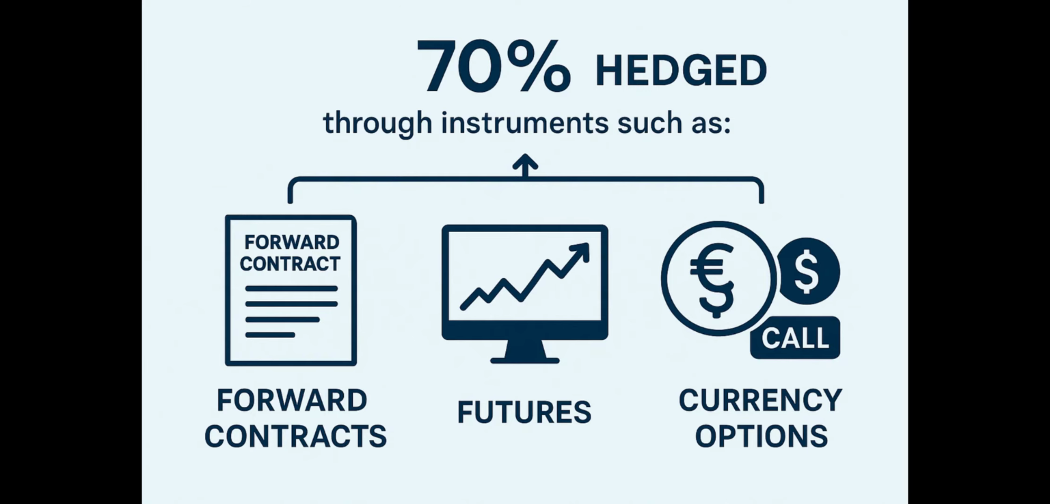In reality, companies do not always hedge the remaining 70% through direct, spot, currency purchases. More often, they use instruments such as forward contracts, futures, or currency options, which allow them to fix a future exchange rate without immediate conversion.